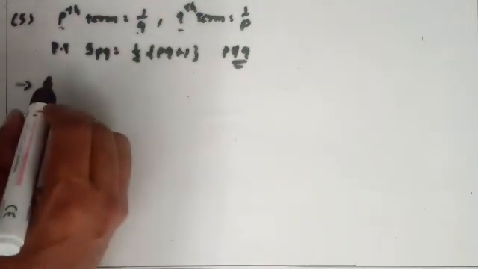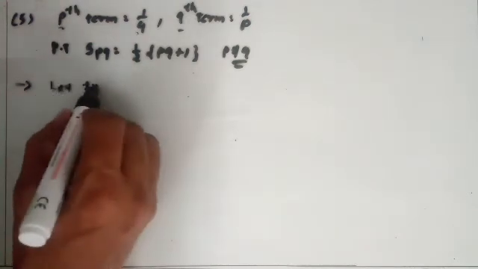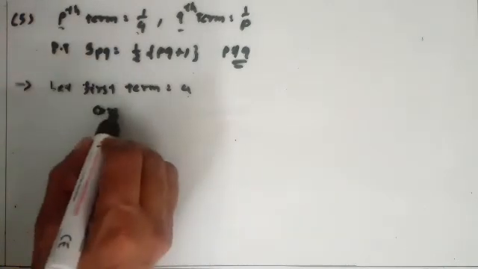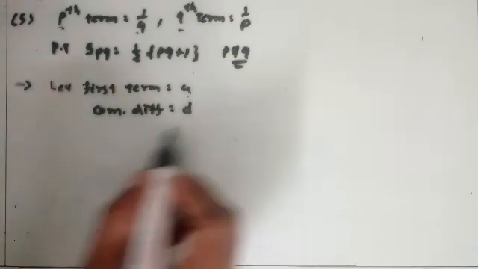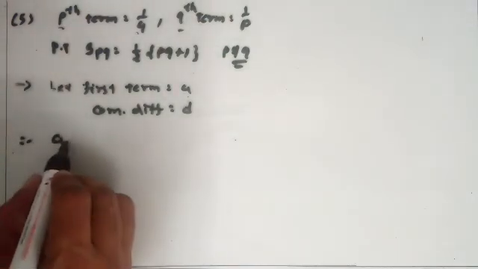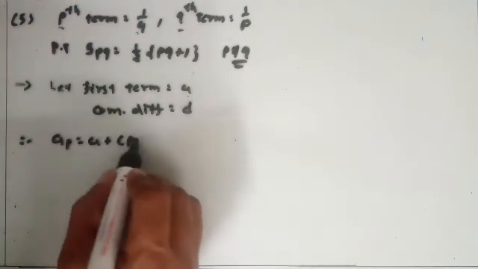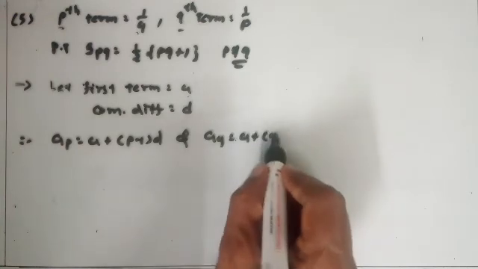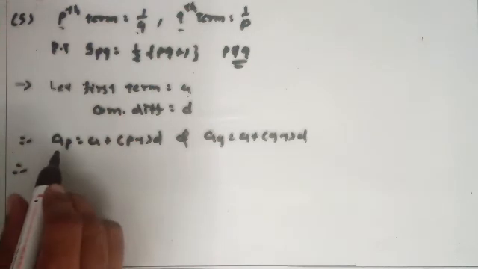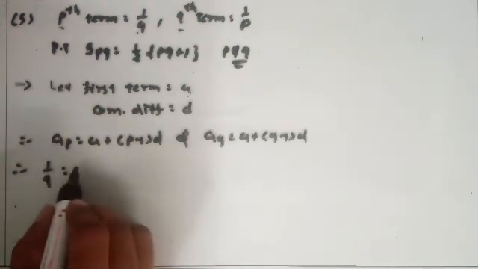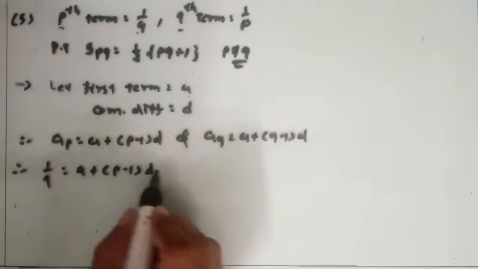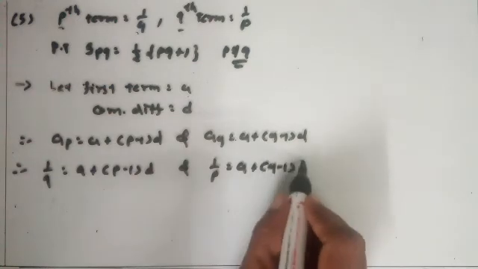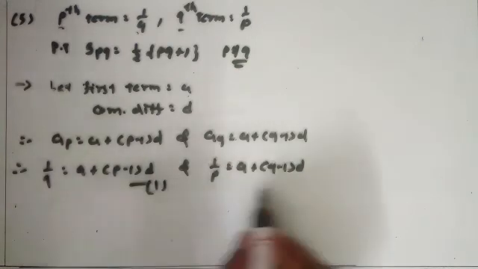Here first suppose the first term is equal to A. Let first term is equal to A, common difference is equal to D. Therefore pth term AP is equal to A plus P minus 1 into D, and qth term, that is AQ, is equal to A plus Q minus 1 into D. Therefore pth term is equal to 1 upon Q given, A plus P minus 1 into D, and qth term is equal to 1 upon P, so A plus Q minus 1 into D. Clear?